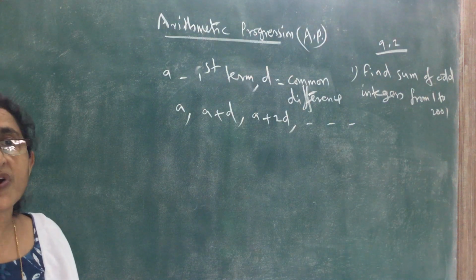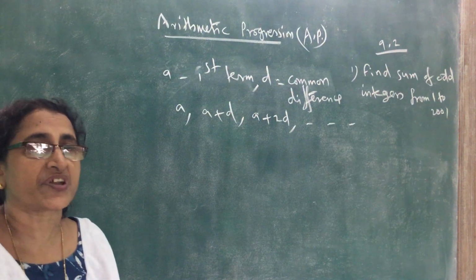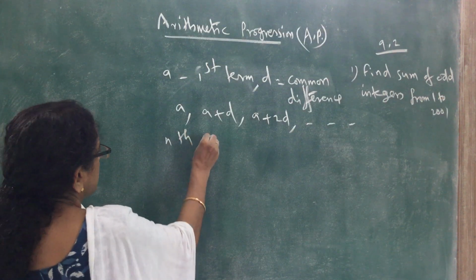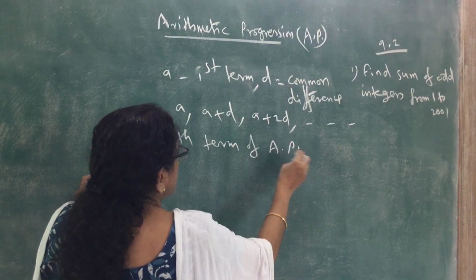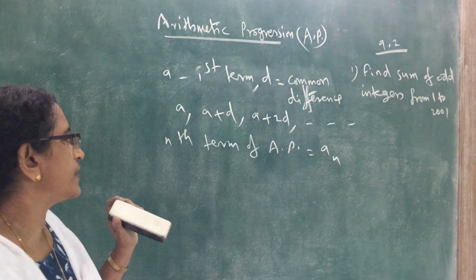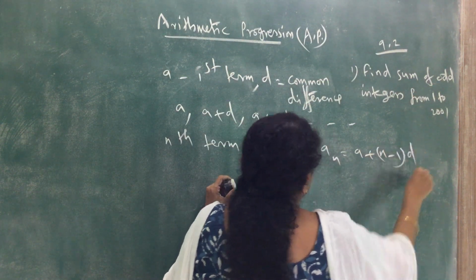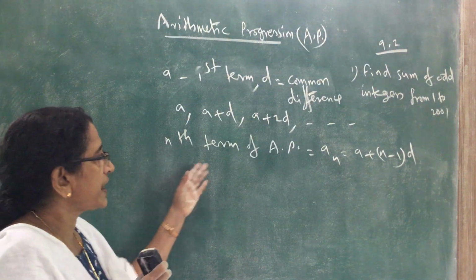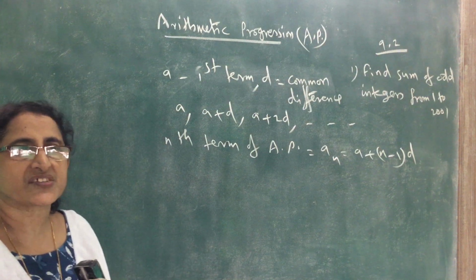Now, what is the sum of n terms and what is the nth term of an arithmetic progression? We studied this last year. The nth term of an arithmetic progression is denoted by an, and an is equal to a plus (n minus 1) into d, that you have studied. a is the first term, d is the common difference. The nth term of the AP is given by an equals a plus (n minus 1) into d.